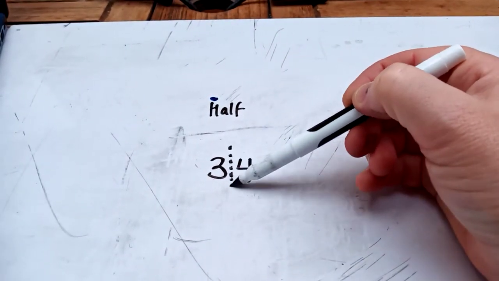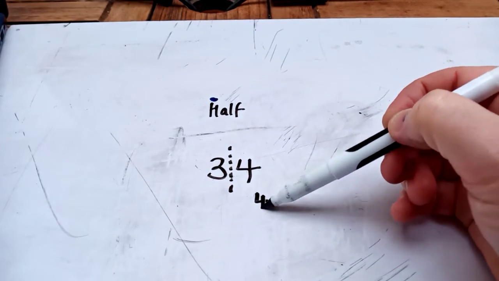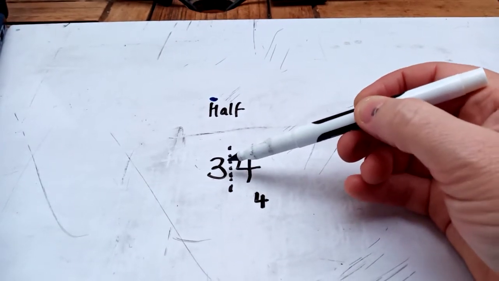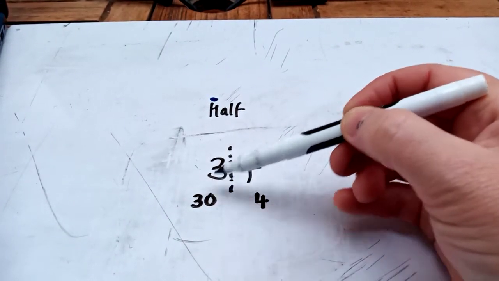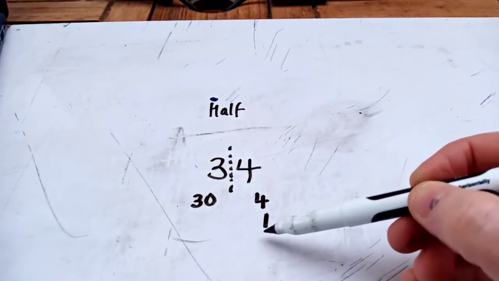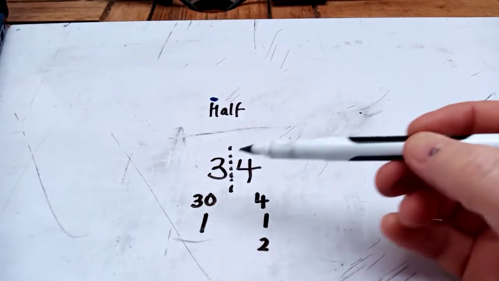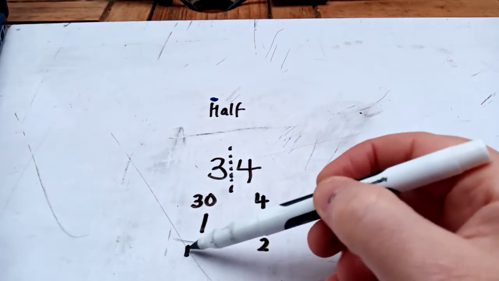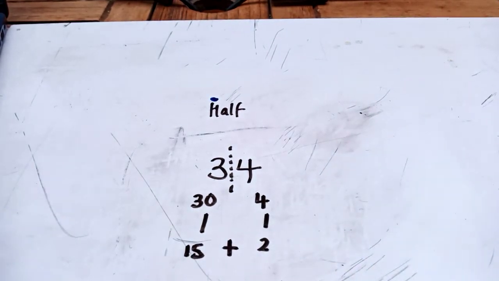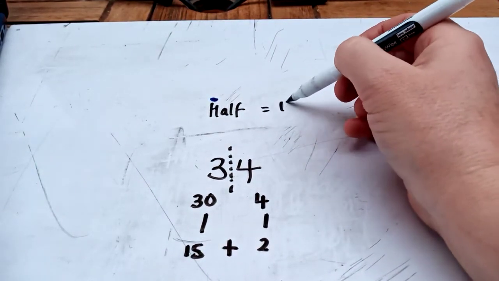First thing you do is you partition it. The 4 really is a 4. The 3 looks like a 3, but it's not. It's a 30. What's half of 4? What's half of 30? Well done, it's 15. Add them together. Bingo, and half of 34 equals 17.